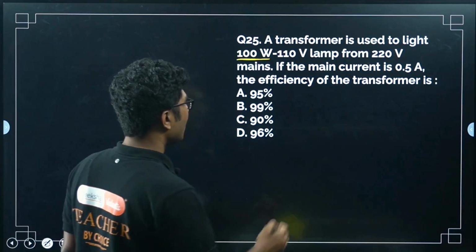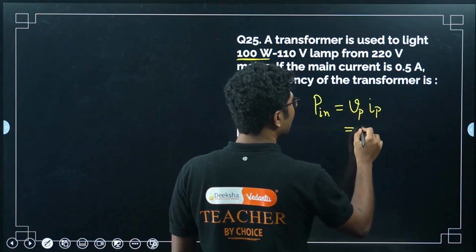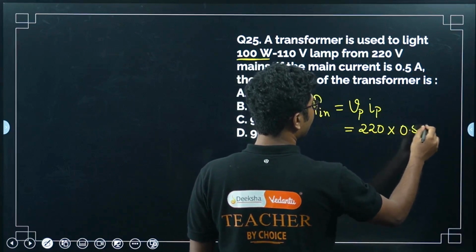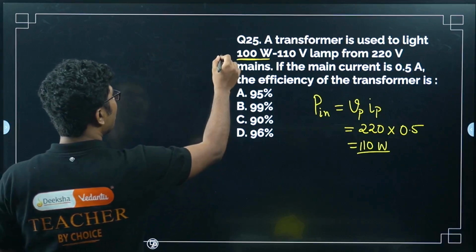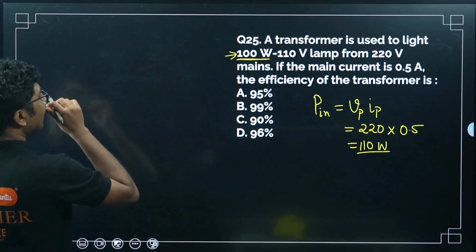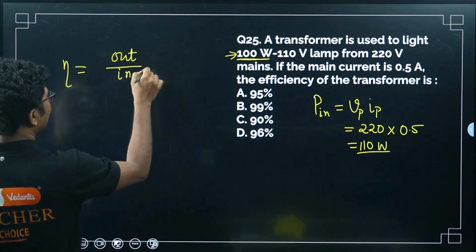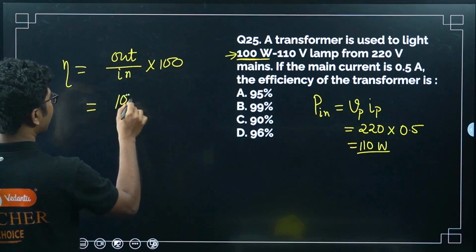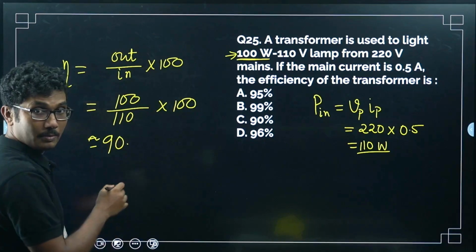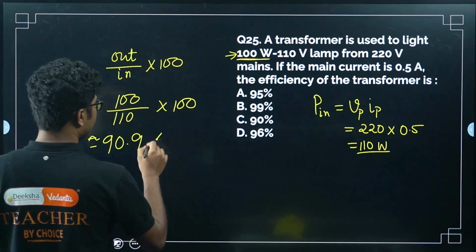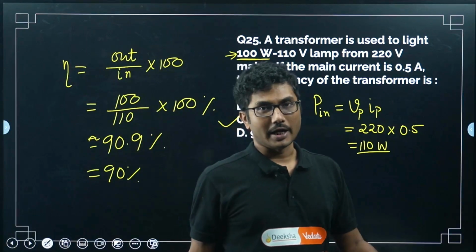What is the power input? Power input is V primary times current primary. V primary is 220 volt, current primary is 0.5 ampere, that is 110 watts. So 110 watts is the input power, output power is 100 watts, right? So what is the efficiency? It should be output by input times 100%. Output is 100, input is 110, times 100, so it will be around 90.9 percent. So from the given options, it will be 90%.